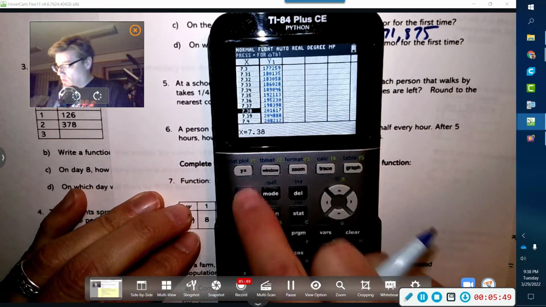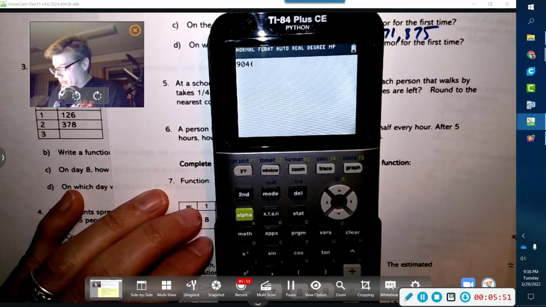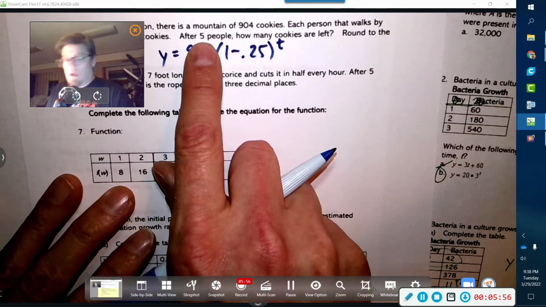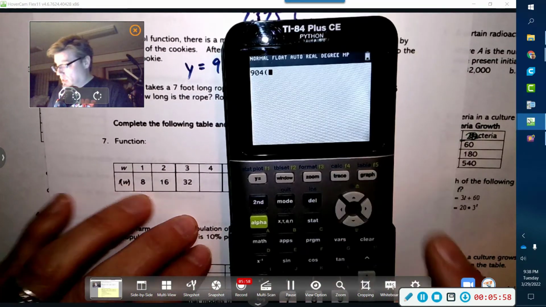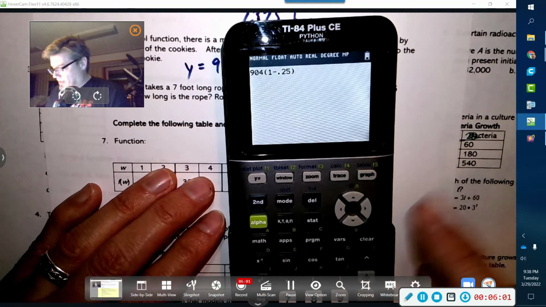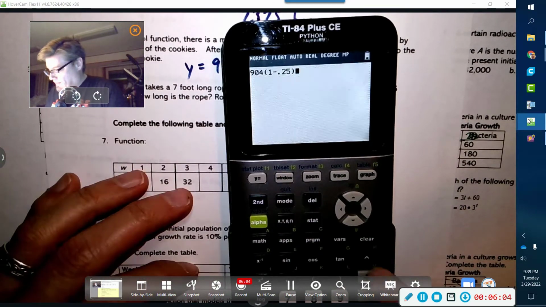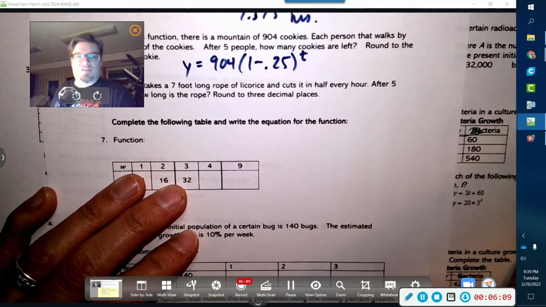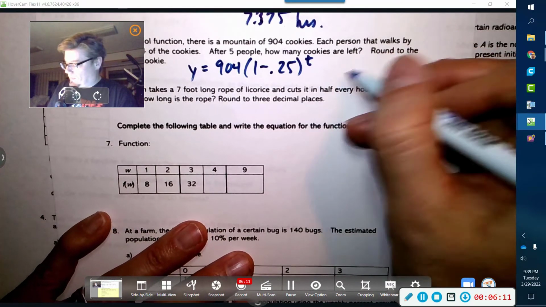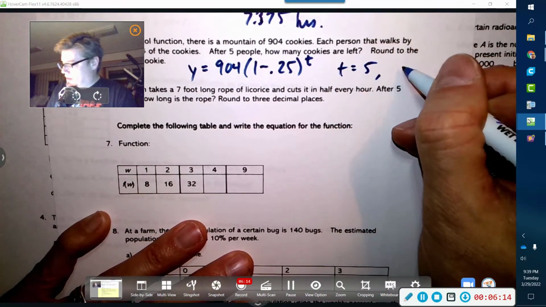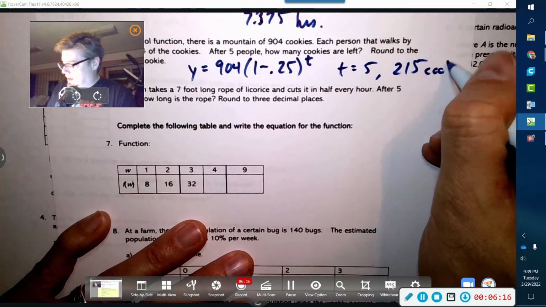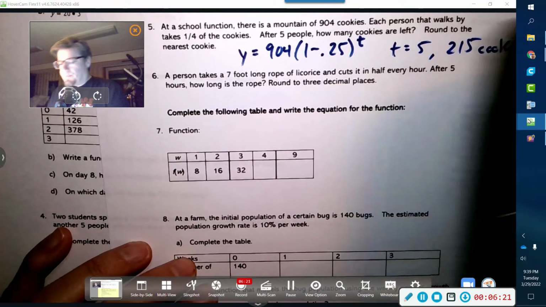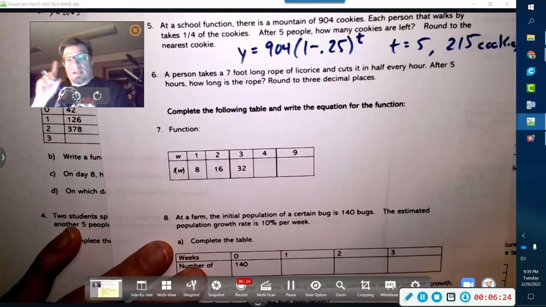And so we got 904, and if that's our model, okay, we want to know after 5 people. So we can actually just type it exactly as we see it. We know that's 0.75. We'll go 5 hours. Looks like that's about, we're going to round up to 215 cookies. All right. So when t equals 5, it's 215 cookies left. Okay. All right. Now this was interesting. The way that I solved this did not reflect in the answer key.